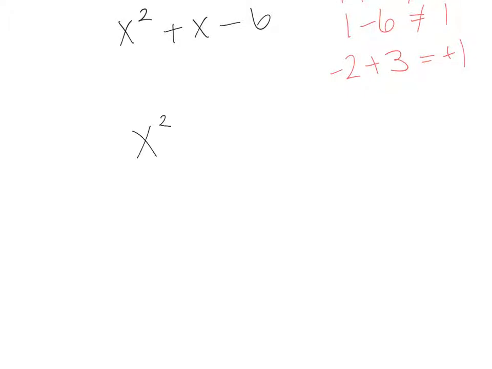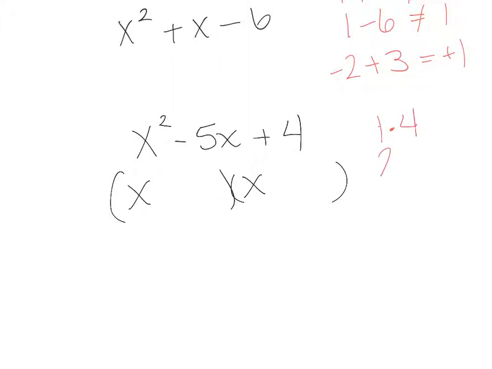Let's do x squared minus 5x plus 4. So the first thing I'm going to do is assume it's going to factor. So I'm going to write my parentheses. I'm going to write my x here and my x here, because again, the only way I can get to x squared is when I multiply the two x's. And I'm going to list out the factors of 4. My factors of 4 are 1 and 4, and 2 and 2.